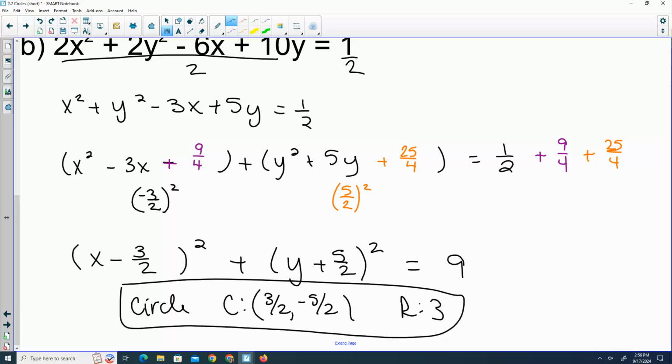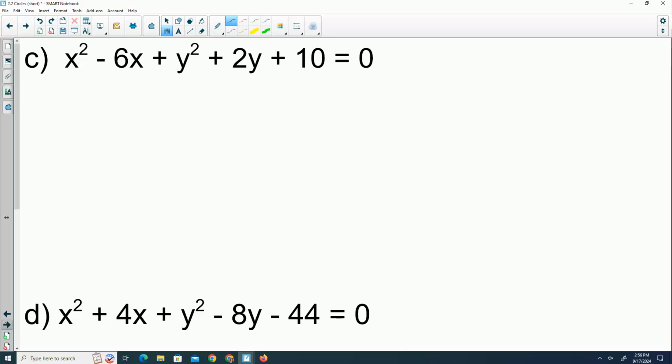Alright. Are we doing okay with these? You want to try at least one more? I've got a couple more on here, but let's do one more together and then see how we're doing. Okay. Do I have to divide first on this one? No. I can just start out putting my x's together. Put my y's together. And I do need to subtract over my 10. Alright, then what?